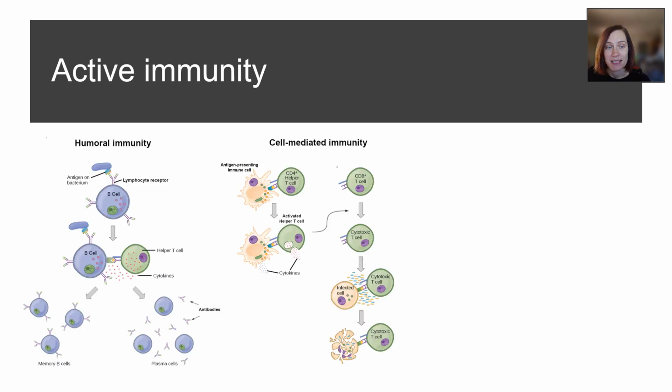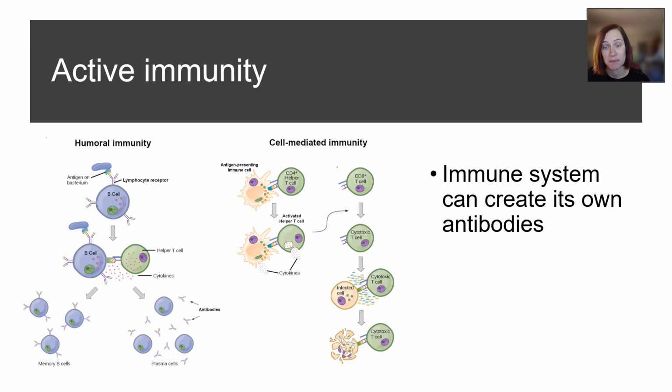Right, active. Obviously, the opposite of passive, the body actually has to make them themselves. We're talking antibodies still, and this can be done through training, through exposure to antigens, and memory B and memory T cells contribute to this response, as you would expect.